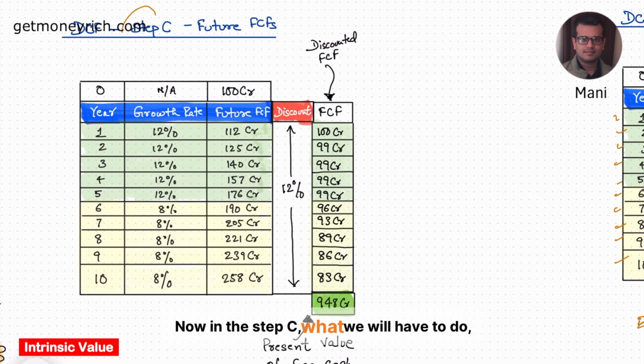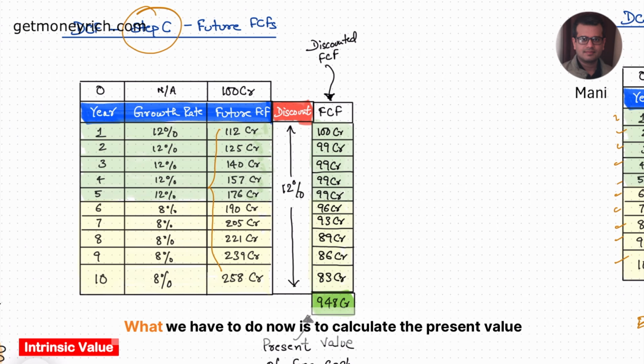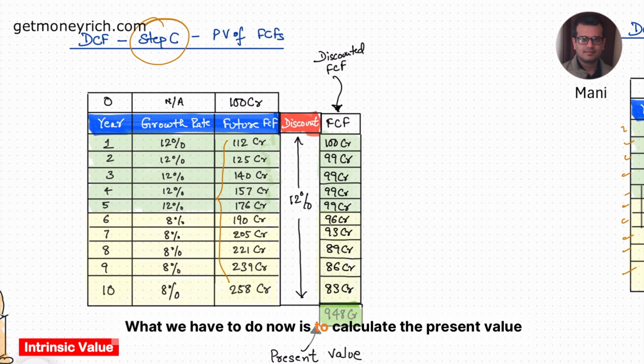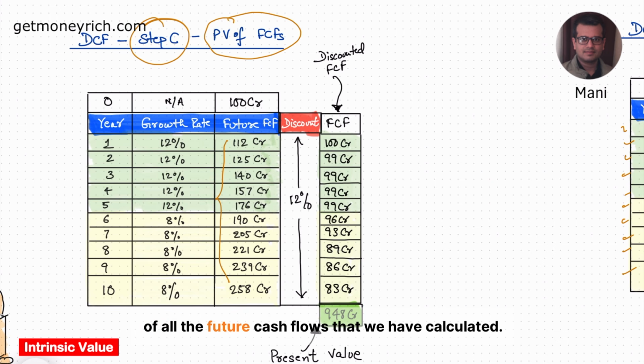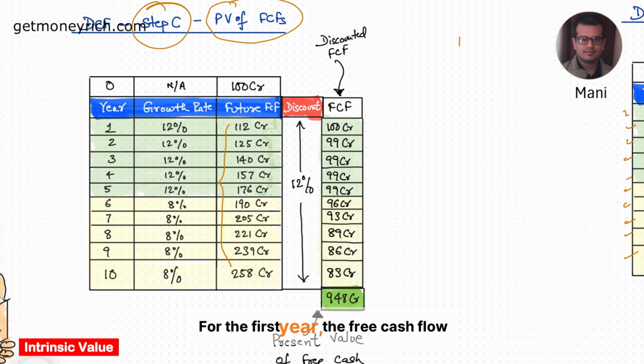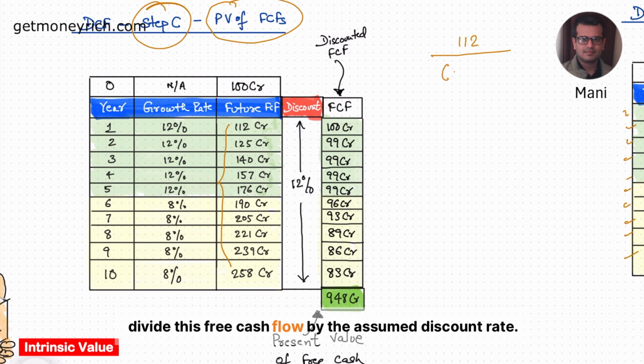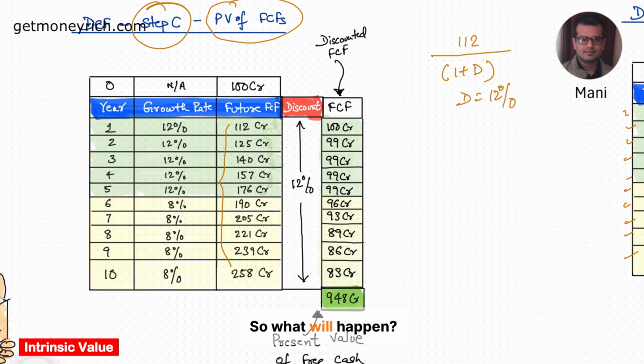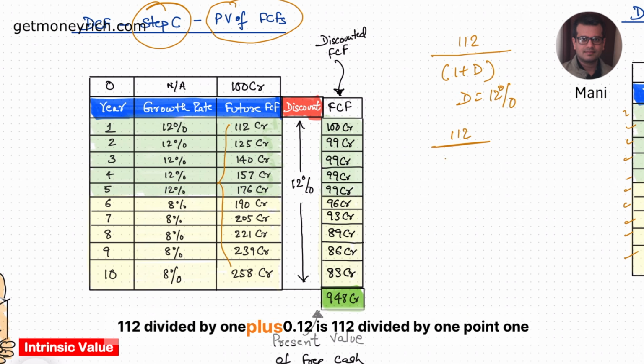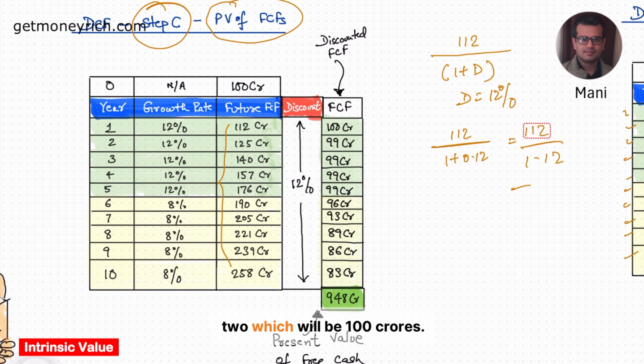Now in step C, we have already calculated the free cash flows for the next 10 years. What we have to do now is to calculate the present value of all the future cash flows that we have calculated. How to calculate the present value? For the first year, the free cash flow that we have calculated is 112 crores. Divide this free cash flow by the assumed discount rate, and in this case we have assumed a discount rate of 12%. So what will happen? 112 divided by 1 plus 0.12 is 112 divided by 1.12, which will be 100 crores.